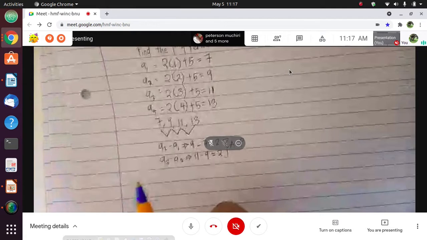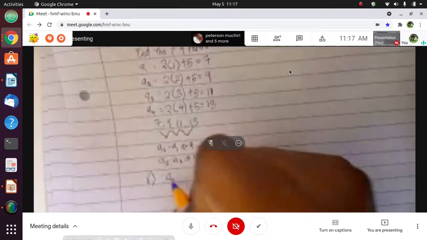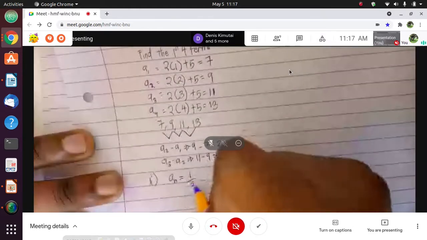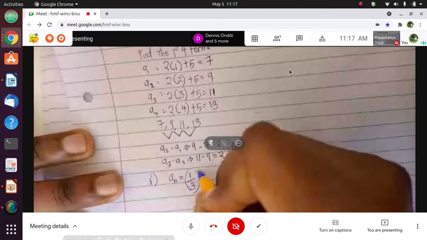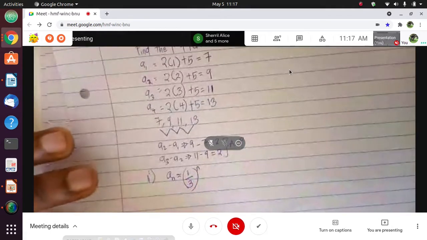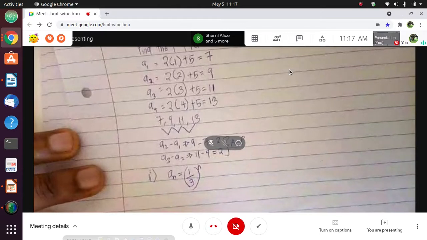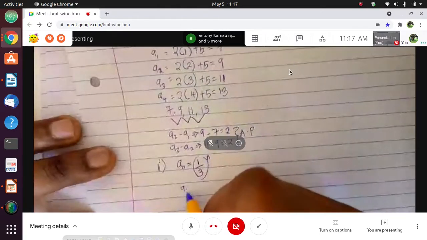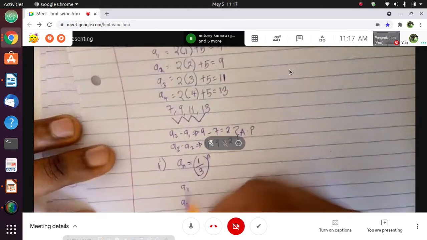Now let us do another example and see the difference between an arithmetic and a geometric sequence. We have been given this equation. AN is equal to a third raised to n, and you're told to find the first 4 terms. Now, how do we find the first 4 terms? A1, A2, A3, and A4.